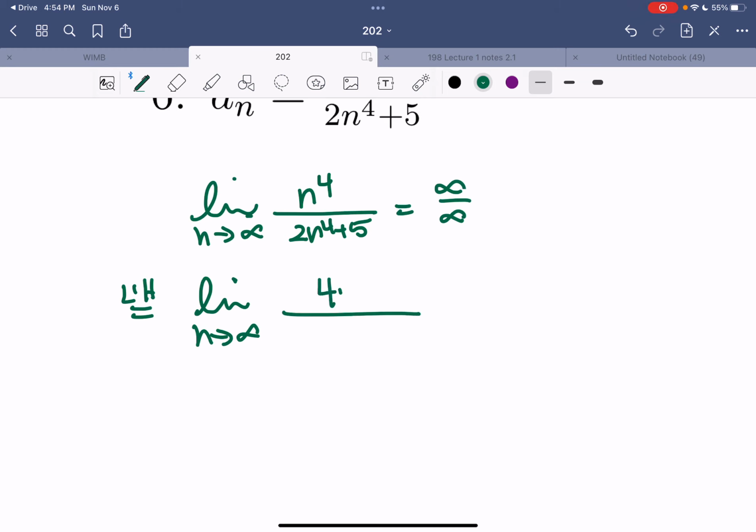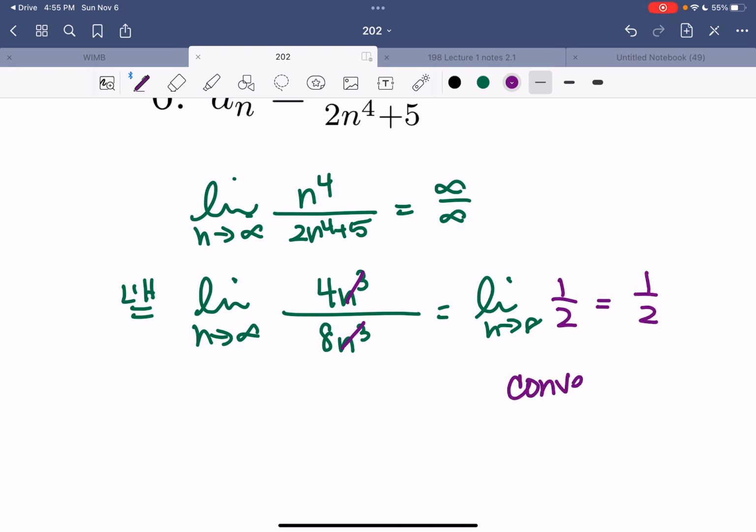So this would be 4n cubed over 8n cubed. And that turns out to be the limit as n goes to infinity. The cubes are going to cancel. And that's just 1/2. So you get 1/2. And therefore this converges.